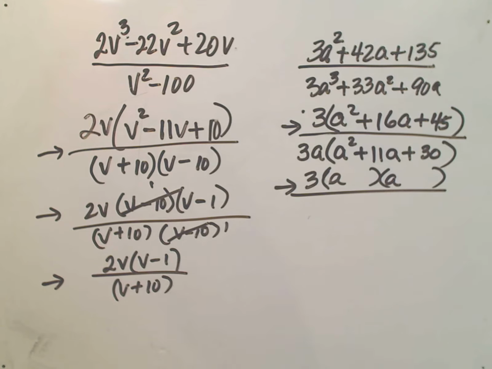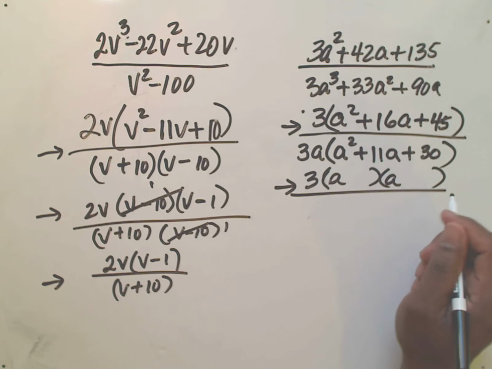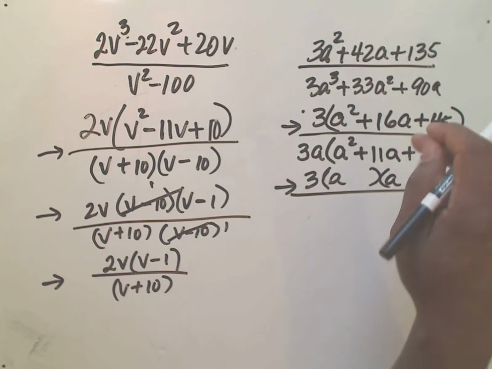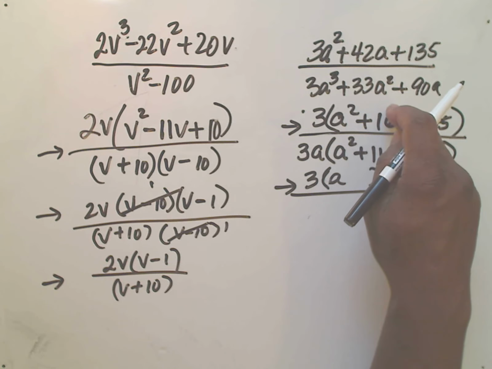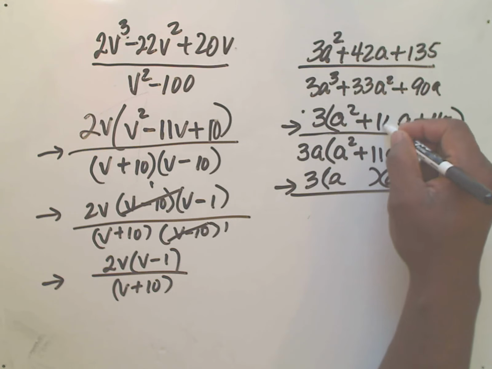Need factors of 45 that give you 16. So what do we got? 9 times 5. Oh, I made a mistake. This should be 14. 3 goes into 12 4 times.